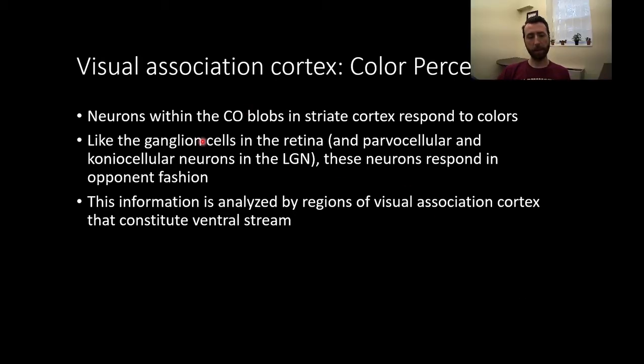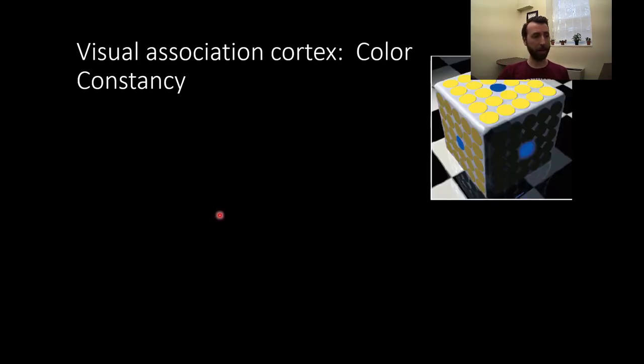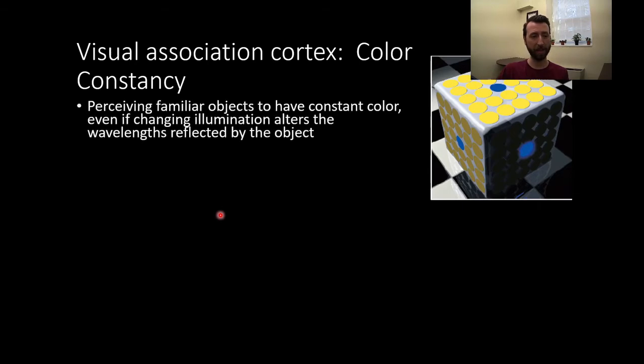So neurons within those CO blobs that we talked about respond to colors. Like the ganglion cells in the retina, these neurons respond in an opponent fashion. So that same sort of opponent process is preserved at this level. This information is then analyzed by various regions of association cortex that constitute our ventral stream. So color is going to be a thread throughout what we're talking about. One thing that our visual association cortex lets us do is perceive color constancy.